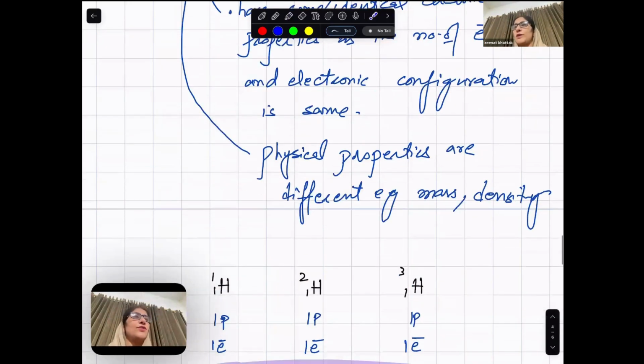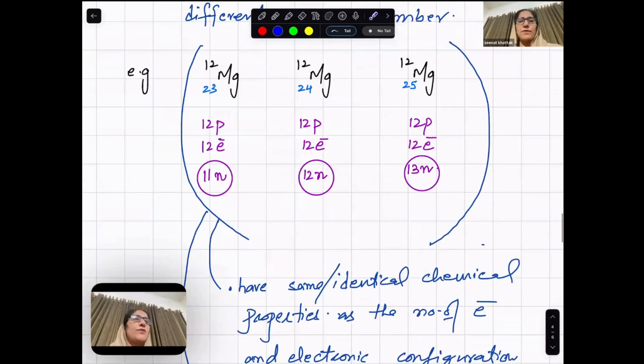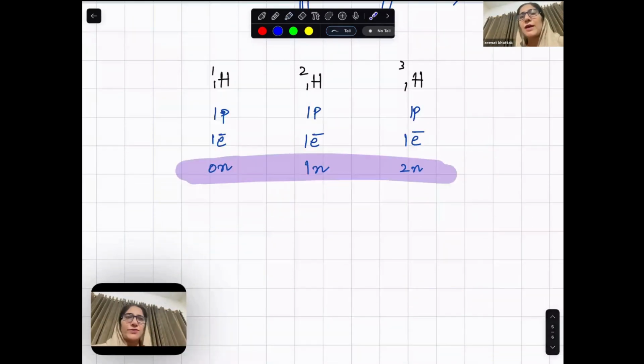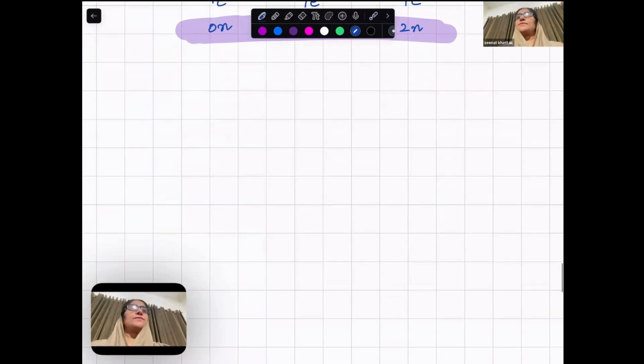I hope you understand up to this point. Now, we will do some past paper questions too. But first, after atoms, ions. What are ions? I'm going to explain ions in the next lecture. I think this lecture is sufficient, and I hope you understand.